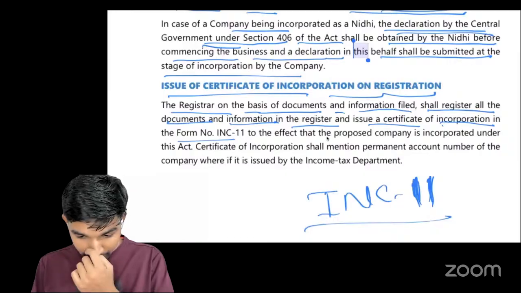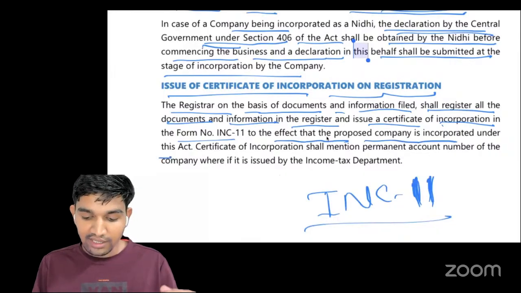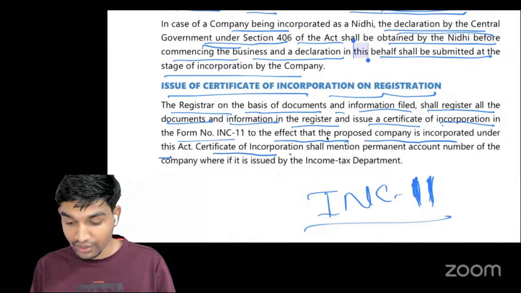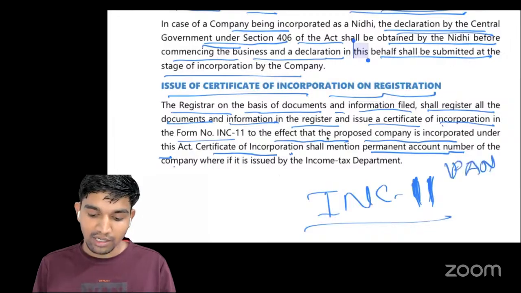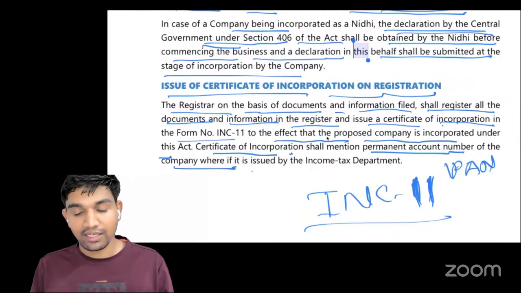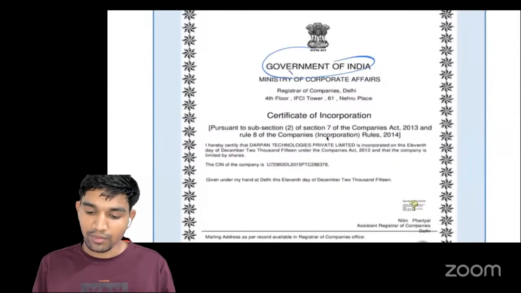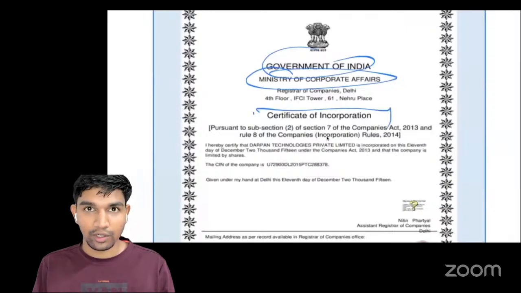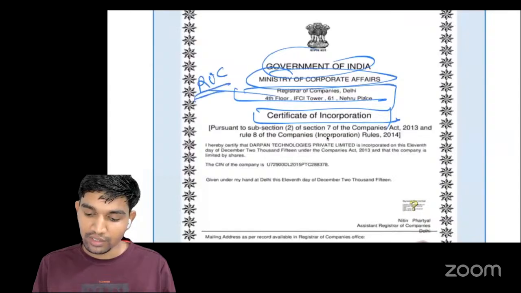This is important to the effect that the proposed company is incorporated under this Act, and the certificate of incorporation shall mention the permanent account number of the company, which is issued by the income tax department. Now here you can see Government of India, Ministry of Corporate Affairs. Here is the title, certificate of incorporation. Here is the mention of ROC, this is ROC from Delhi. The company name is Darpan Technologies Private Limited. And here is the address of the ROC.